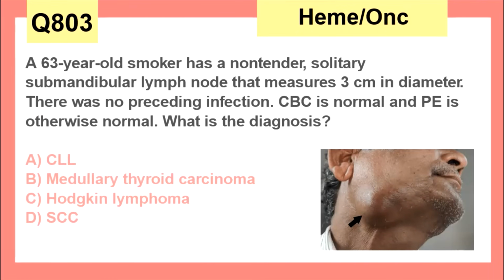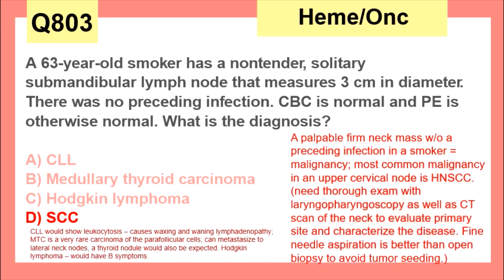Question 803, the 63-year-old smoker. CBC is normal, exam is otherwise normal, so it's unlikely lymphoma. Squamous cell carcinoma, that's often how it presents. The most common malignancy in an upper cervical node is head and neck squamous cell carcinoma in this smoker.